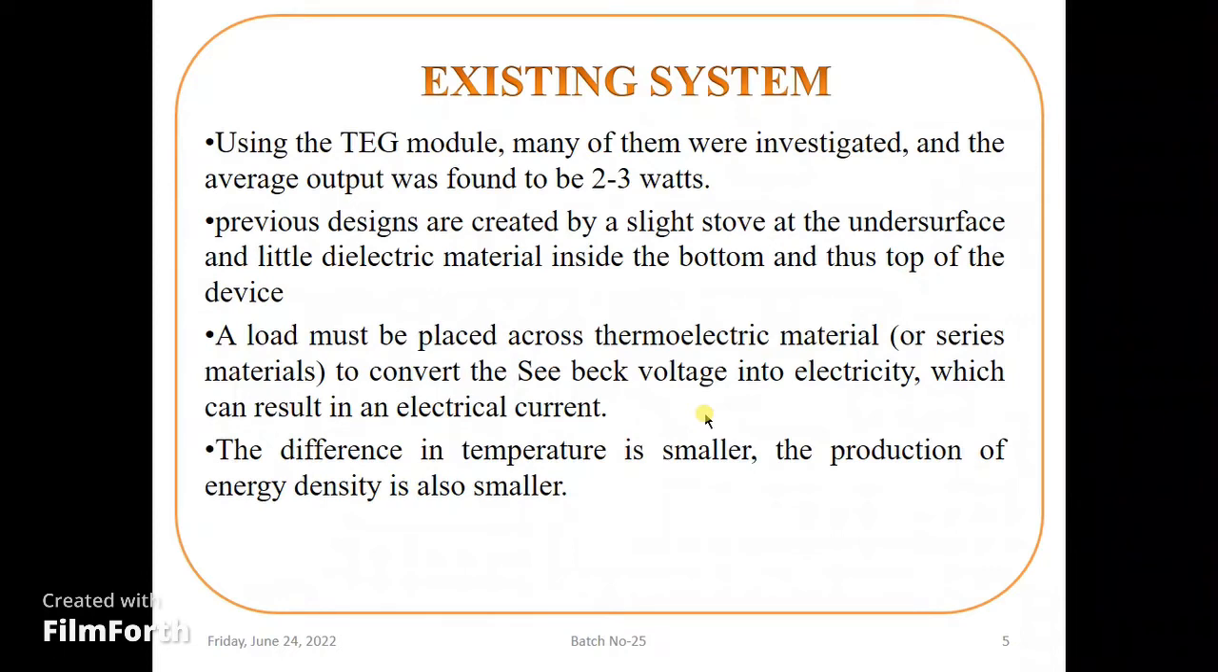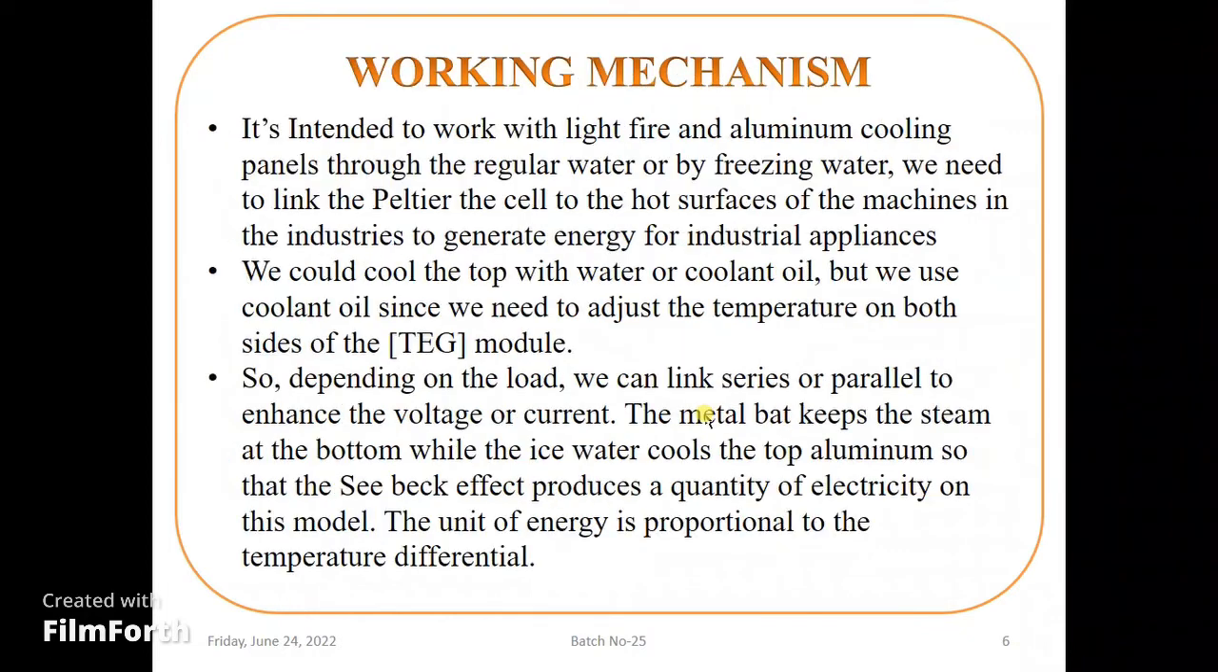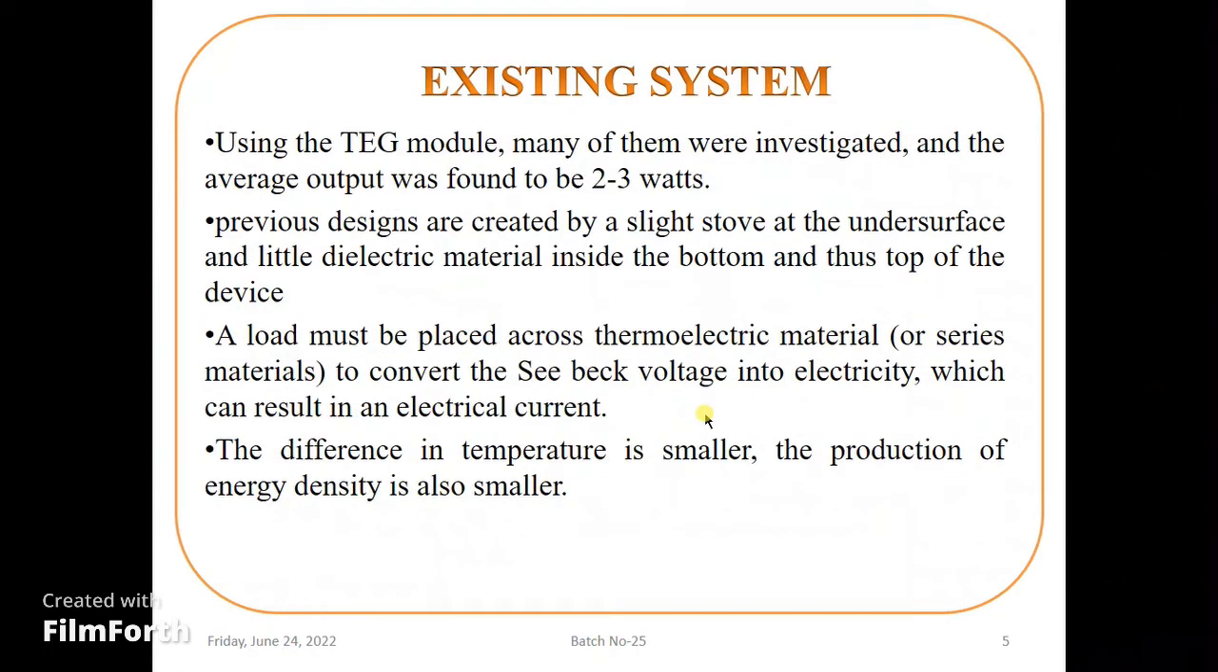Previous designs are created with a small stove at the bottom surface and a little dielectric material inside, at the top of the device. A load must be placed across the thermoelectric material to convert the Seebeck voltage into electricity, which can result in an electric current. The difference in temperature is smaller. The energy density produced is also smaller.